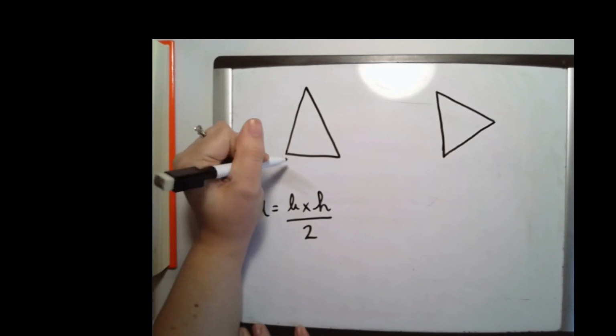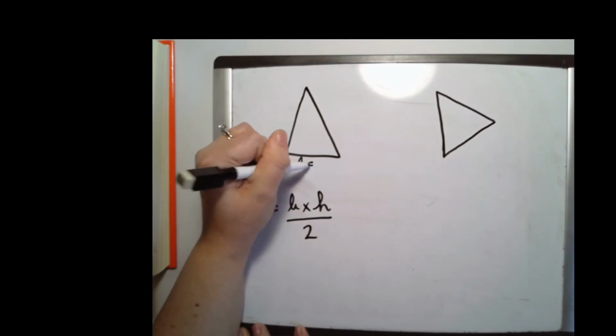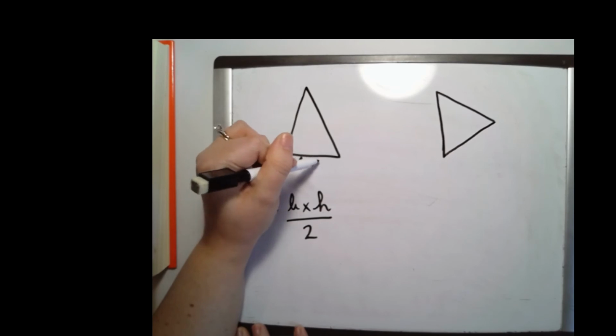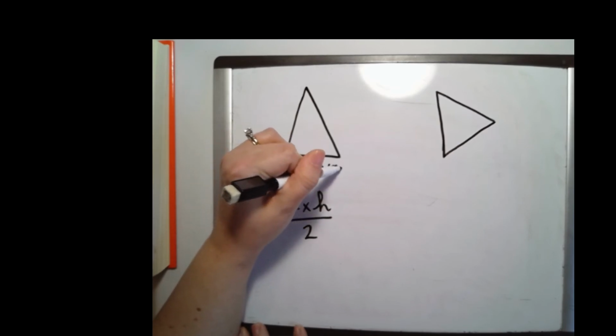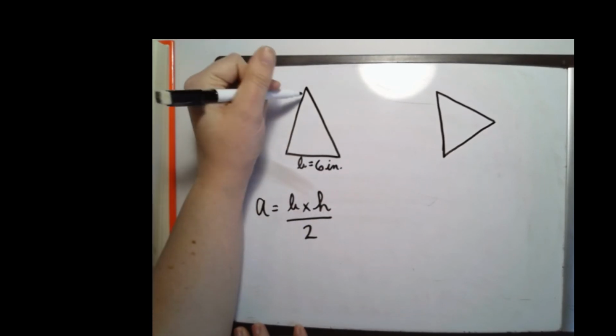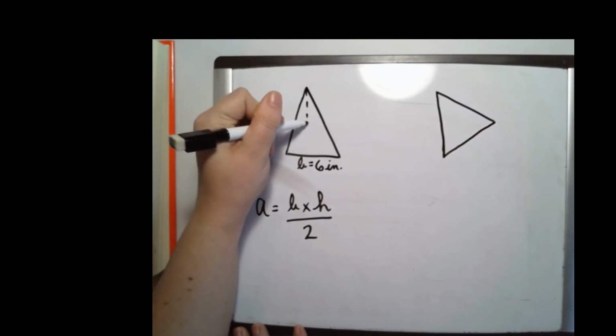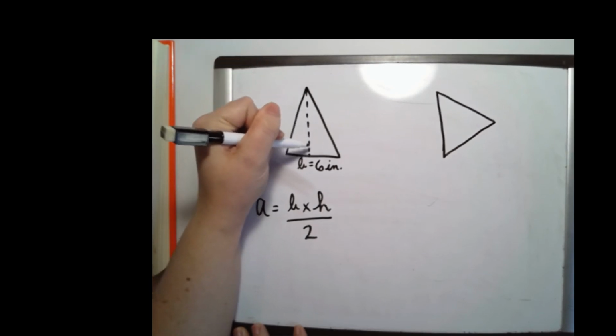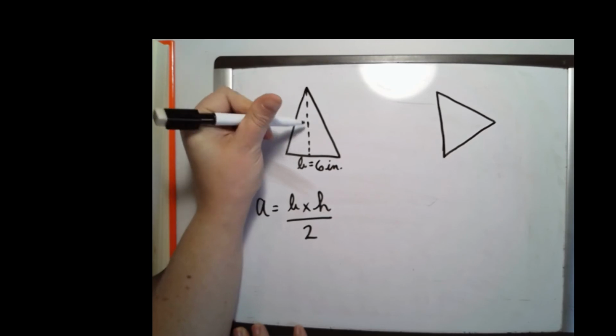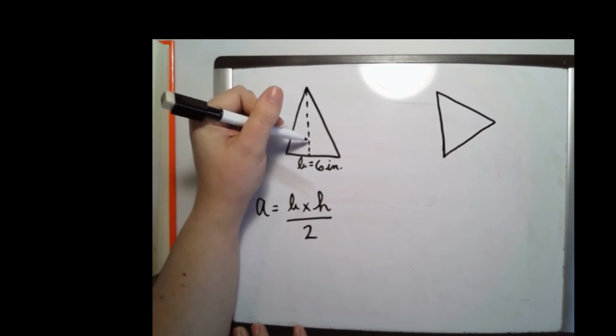All right, so let's say my base is 6 inches, and my height, this is how it will show you the height of the acute triangle when you're doing work on paper.